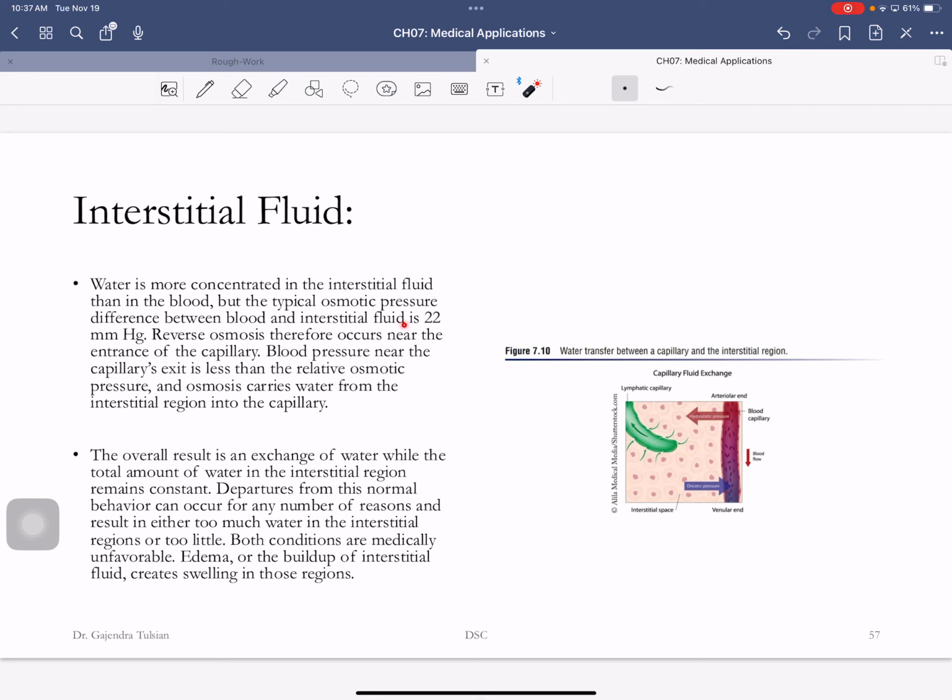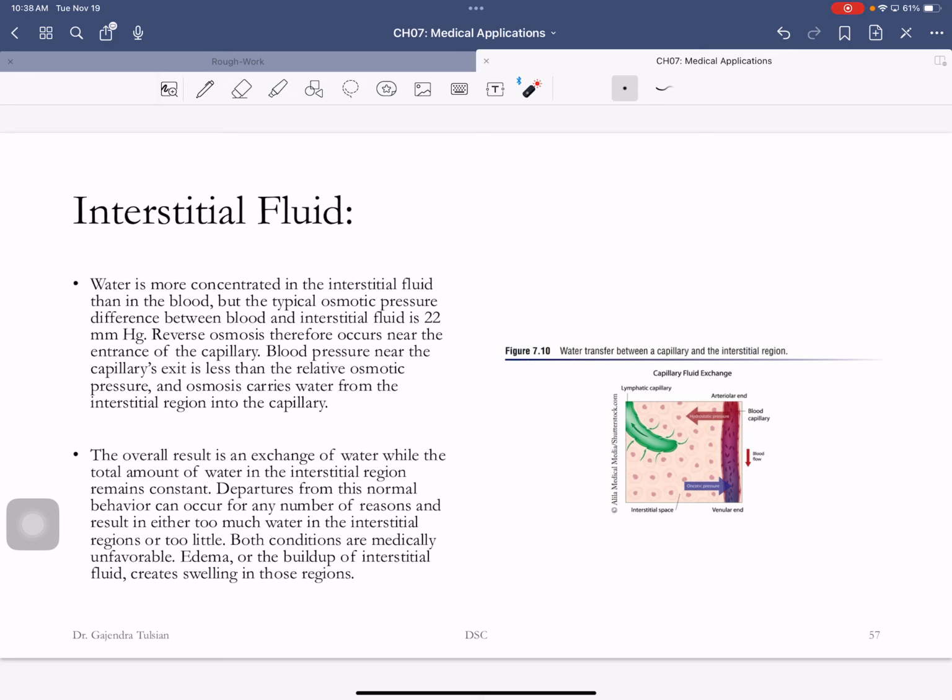The osmotic pressure is 22 millimeters of mercury. Okay, so water is more concentrated in the interstitial fluid. So in the interstitial fluid, there's more water than in the blood, and generally, water would want to move from here to there. So if you want to make water move from the blood to the interstitial fluid, you have to have a pressure greater than 22 millimeters of mercury. So reverse osmosis therefore occurs near the entrance of the capillaries. At the entrance, the pressure is 35 millimeters, and reverse osmosis occurs. Water flows in the opposite direction.